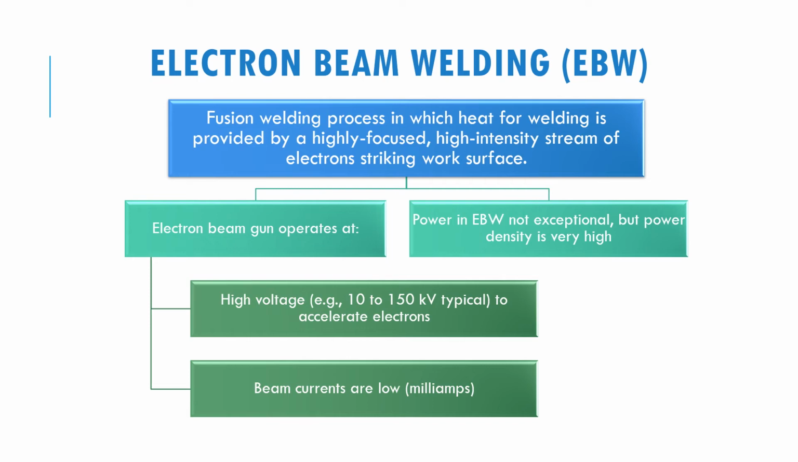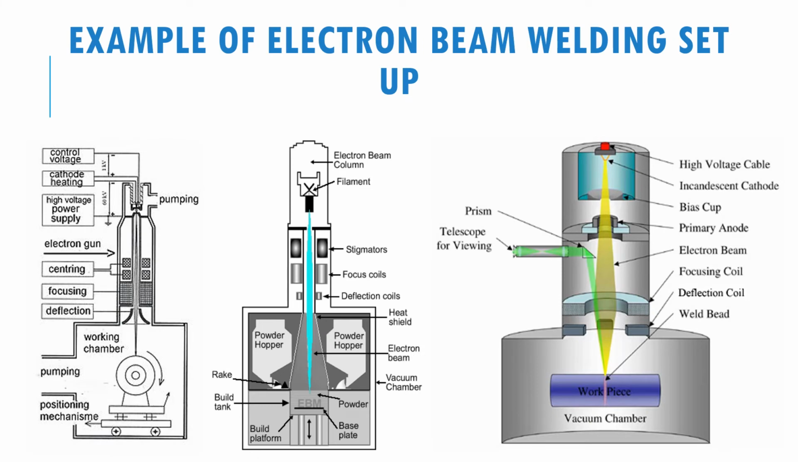Okay, so power in EBW is not exceptional, but power density is very high. Compared to the oxyacetylene, the power density of this one is very high. It focuses on a small area, and not much of the heat is going out to the surface. Most of the energy goes to the work surface. Electron beam welding is usually performed in a vacuum chamber, so there will be less heat generated to the environment.